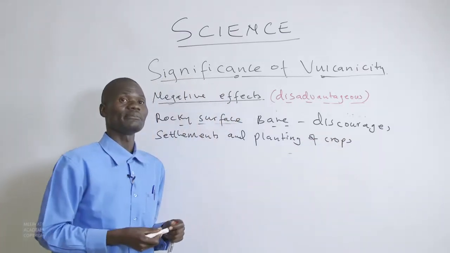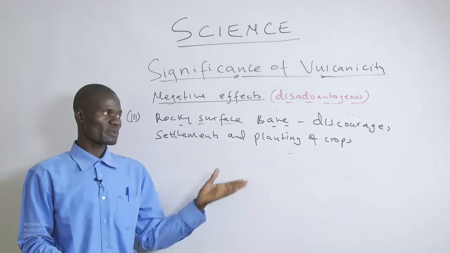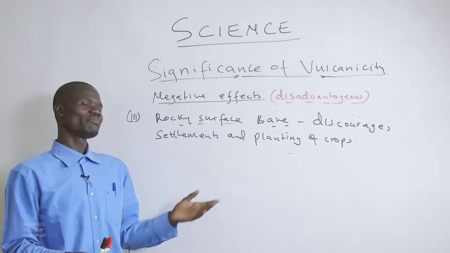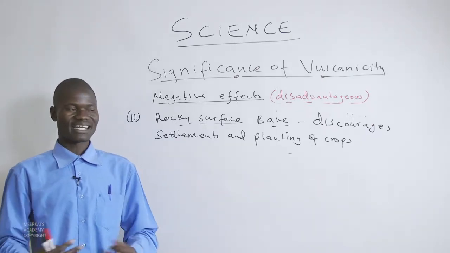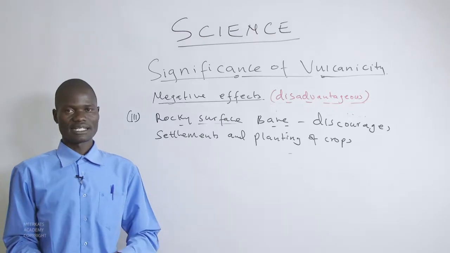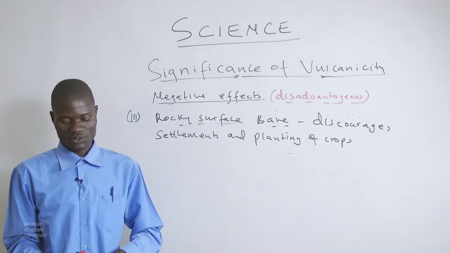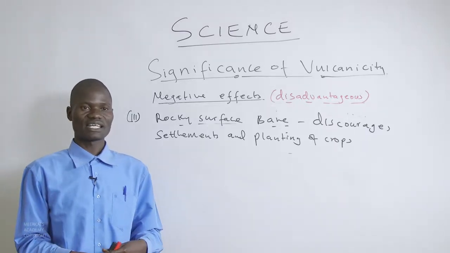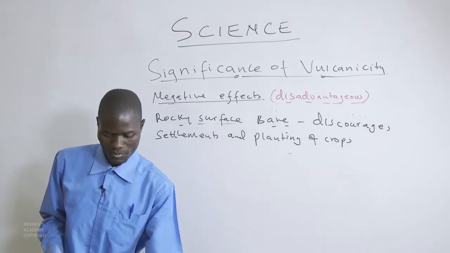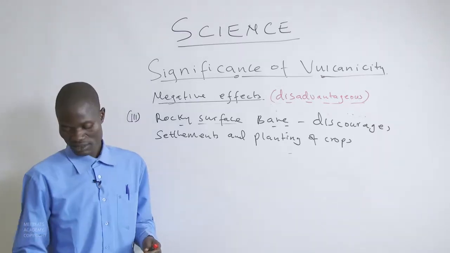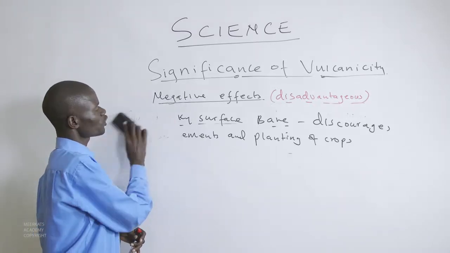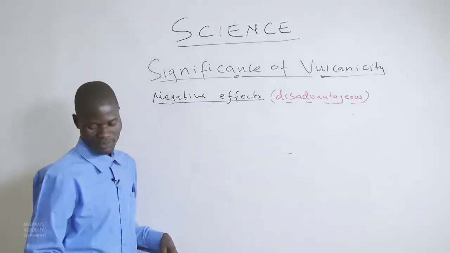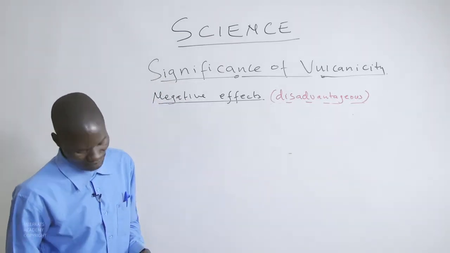We may have a problem in planting crops, especially in the rocky surface area, and no human being will be encouraged to go and settle on a rocky surface. There are very few, unless we use versatile technology, which also becomes very expensive. That is about the negative effect. We can also continue to look at number 4, another effect which can become more disadvantageous.